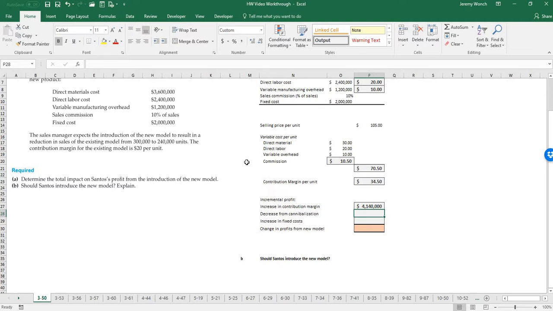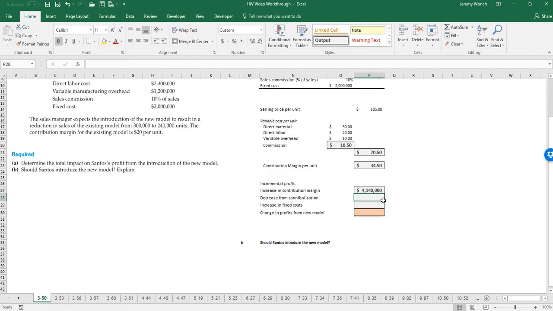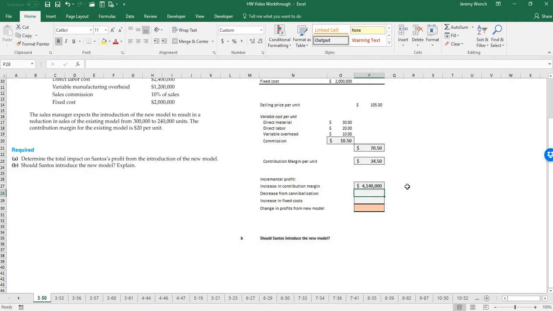But we're also going to lose some contribution margin because these existing units, we're going to sell less of them. So it tells us that our per unit contribution margin of the old unit is $20. We're going to take 20 and multiply that times our decrease in sales. So that's going to be 300,000 minus our 240,000, which is 60,000. So we are going to lose, let's make this a negative so we know it's a decrease. And so we're going to actually lose $1.2 million.